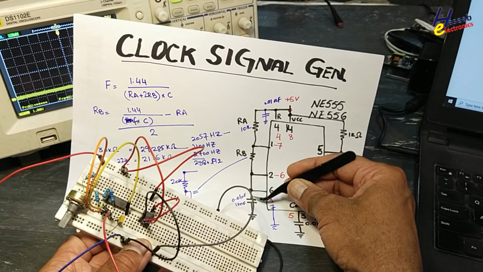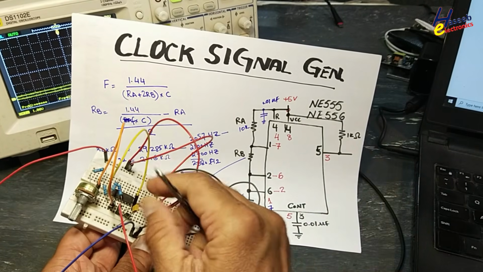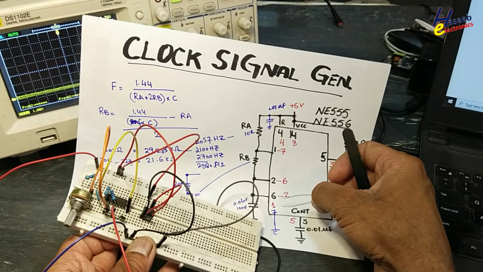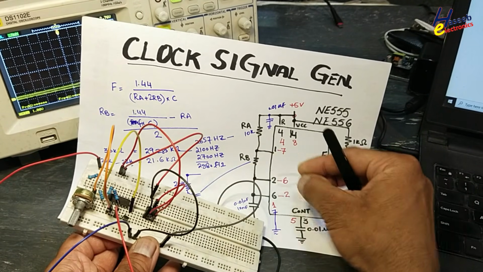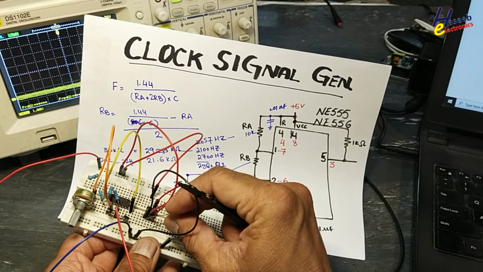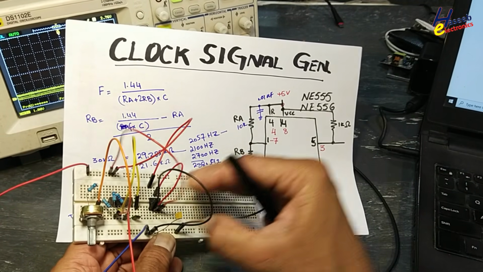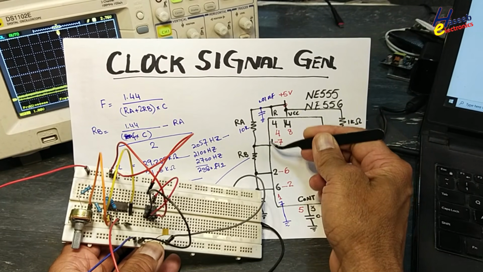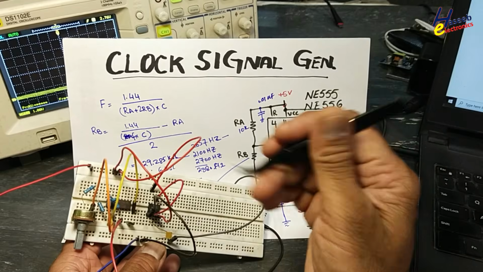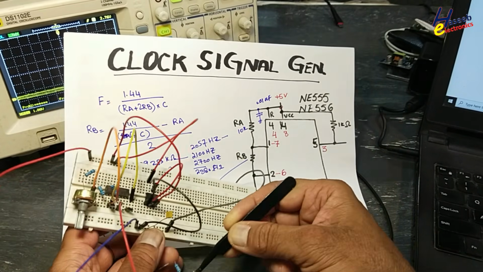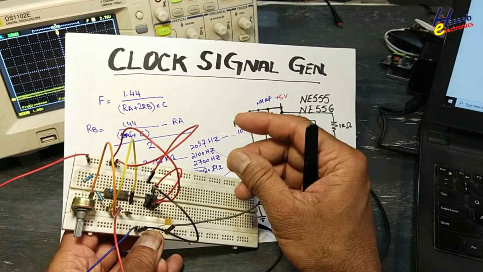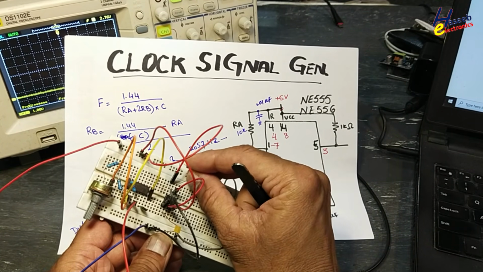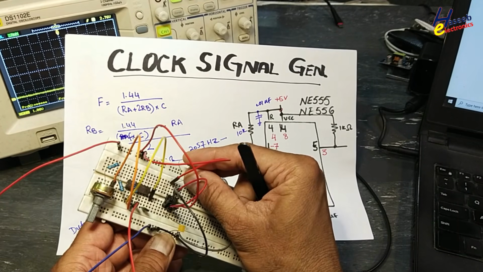We will connect a 10 nanofarad capacitor at pin number 6 and ground, or 2 and ground, because these are jumpered together. We will connect the RA resistor, that is between the positive supply and the discharge pin. That is this 10 kilo ohm resistor. Here the discharge pin is pin number 7, between positive and pin number 7.